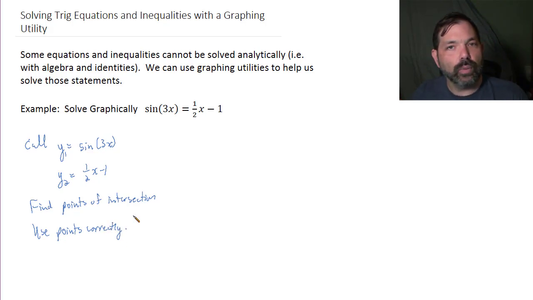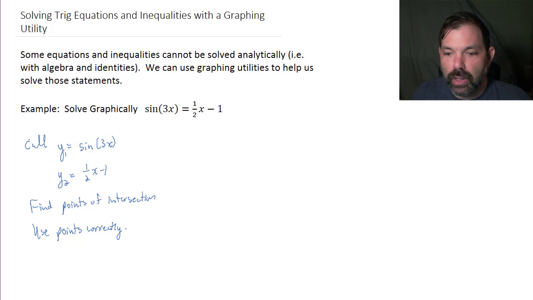And that last part is often where students make a mistake in using the points correctly. So let's remember that if we were just solving this equation, just forget that it's trigonometric, or forget that we don't know how to solve it. If we were going to solve it, the solution or solutions are the x values that make this a true statement. So the solutions are just x values. The solutions are not ordered pairs, just x values. So we're going to get points of intersection. We're going to get ordered pairs. We have to learn how to use them correctly.